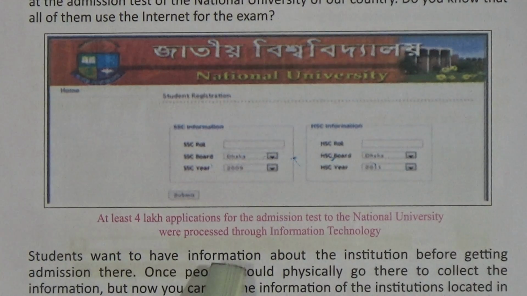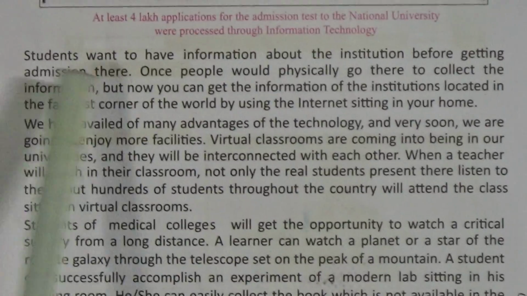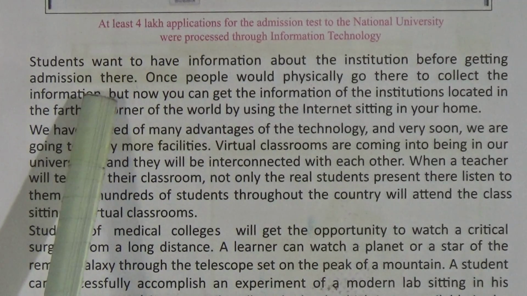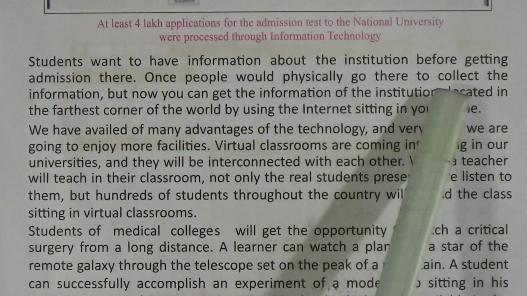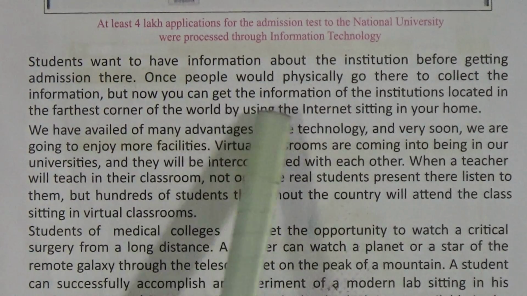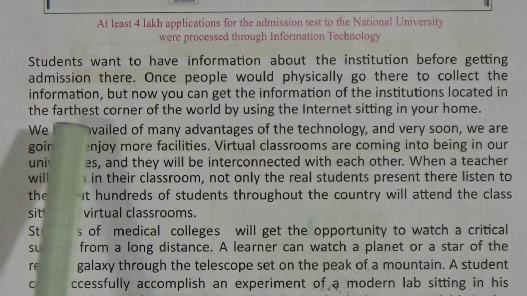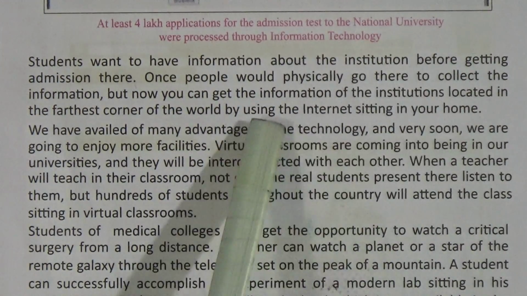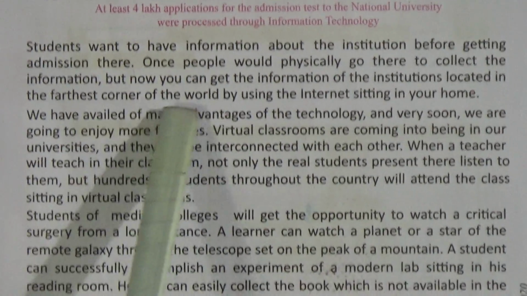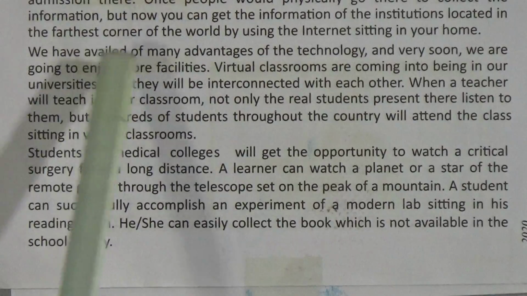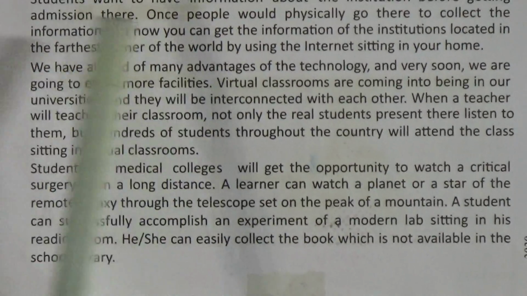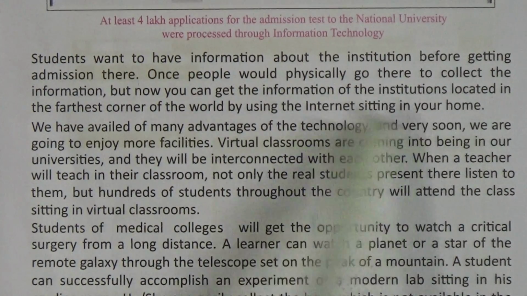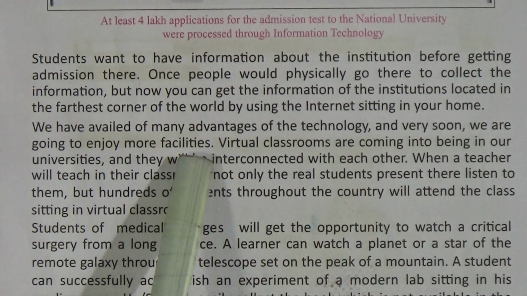Students want to have information about the institution before getting admission there. So at first you need to choose the institution where you want to get admitted. Once people would physically go there to collect the information, but now you can get the information of the institutions located in the furthest corner of the world by using the internet sitting in your home. So sitting in your home, you can inquire about different institutions in your own country and around the world as well.